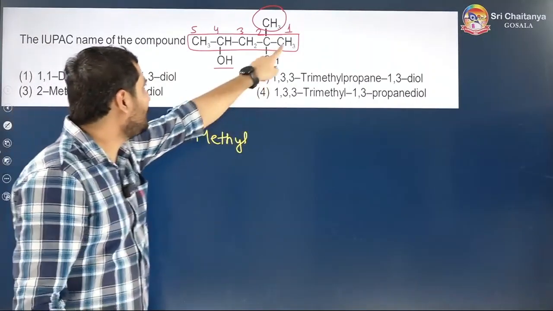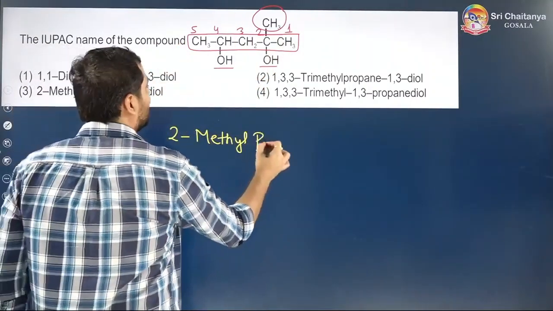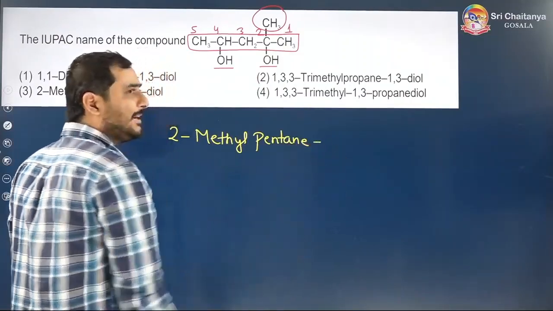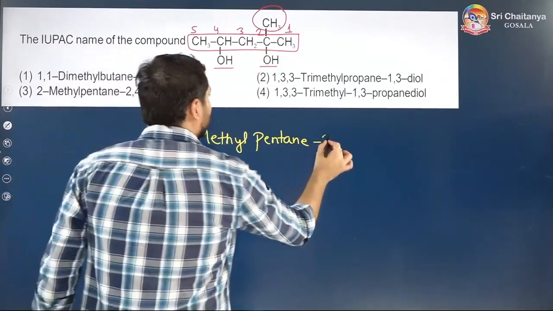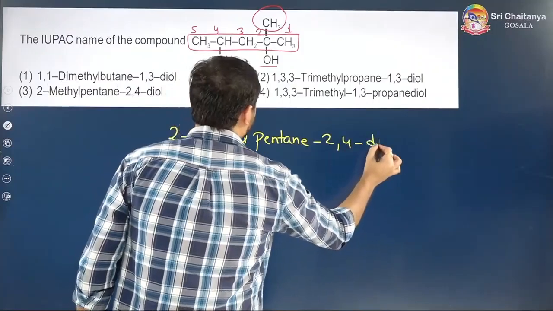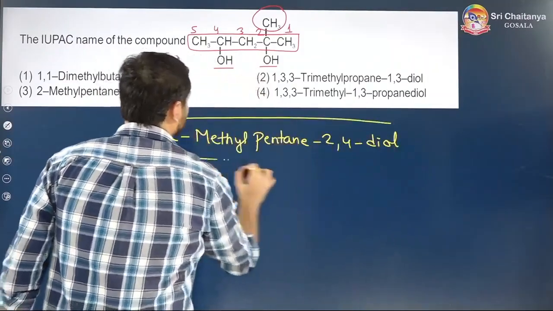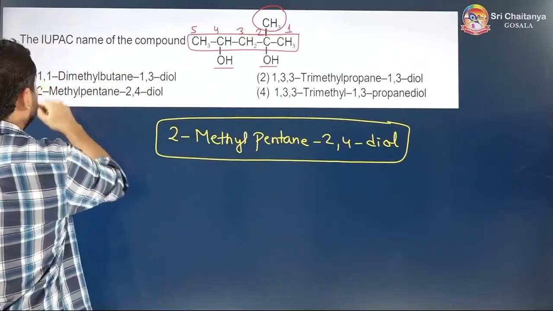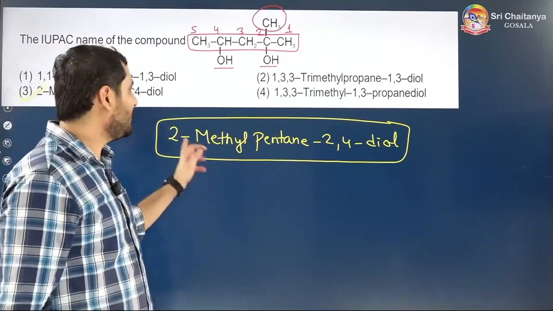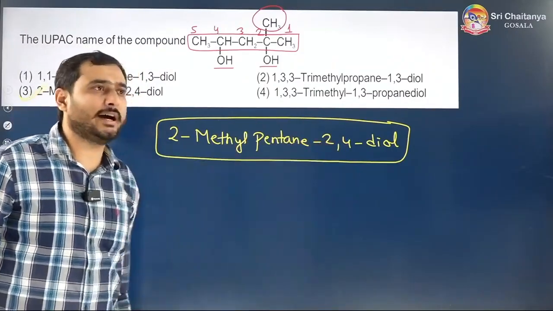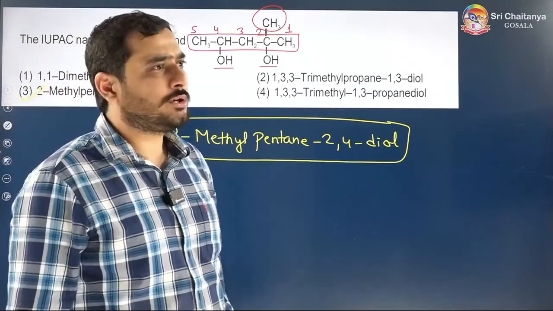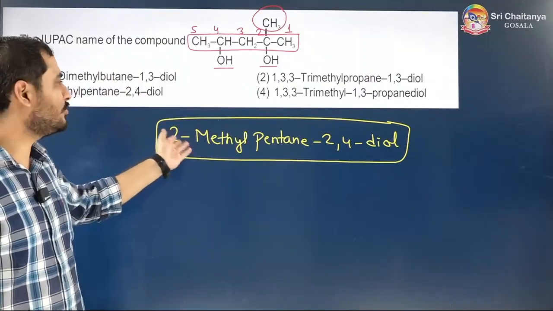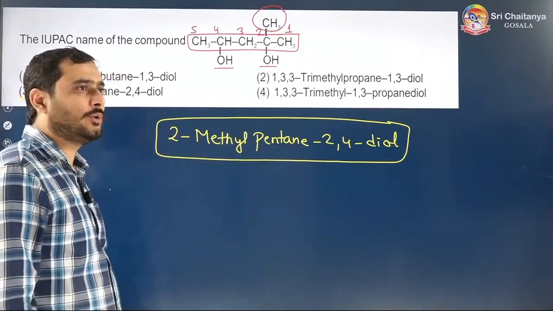Correct. Now for 5 carbon atoms, what is the word root? Pent. For single bond, ane. Now we will write complete pentane because diol will come, and 2, 4 diol. So this will be the name of the compound. Which option is correct here? The third option will be correct: 2-methyl pentane 2, 4 diol. Very good. All students are saying option 3. So it is an easy question: 2-methyl pentane 2, 4 diol.